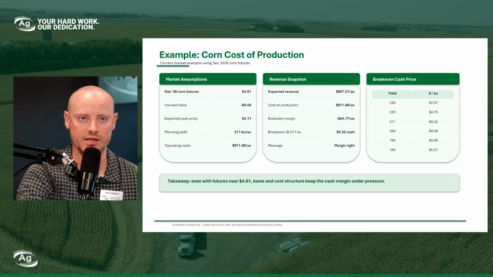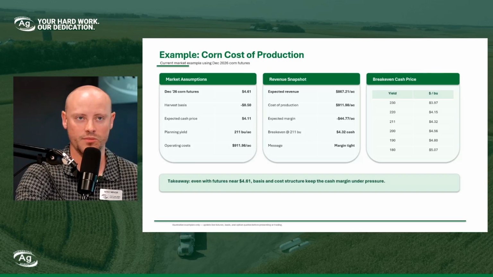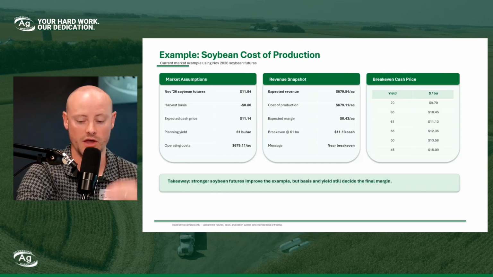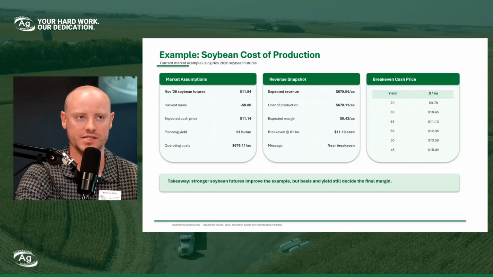If I wanted to yield my way out of it in this scenario, I'm going to have to get a yield above 220. That kind of pushes me closer to a break-even level, just for what it's worth. Otherwise, I've got to be above $432, probably about a 20-cent rally there.